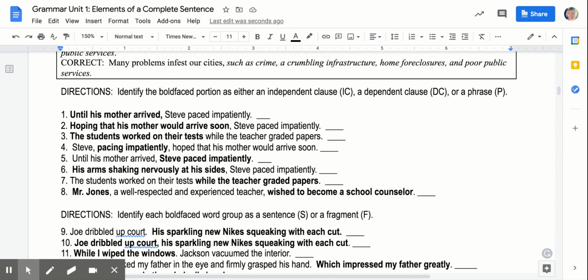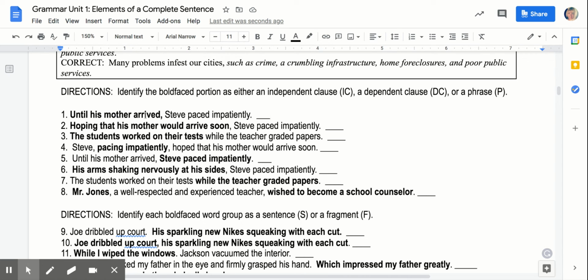So let's come down here and let's take a look at numbers 1 through 8 on page 2. We're going to do a few together and then you're going to do the rest in your packet. Okay. So numbers 1 through 8 on page 2, it says identify the bold-faced portion as either an independent clause, a dependent clause, or a phrase. So let's take a look.